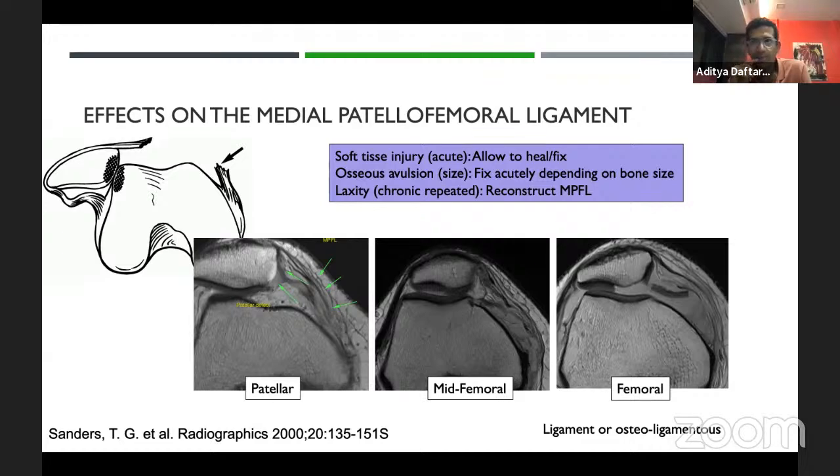How to differentiate between MPFL tear and MPFL strain? That is a very, very hard question, Arun. Like I said, oftentimes when you see soft tissue edema, you can assume that there has been some tearing of the fibers. And again, I will ask you the question very simply. When do you reconstruct an MPFL? You reconstruct an MPFL when you see recurrent dislocation.